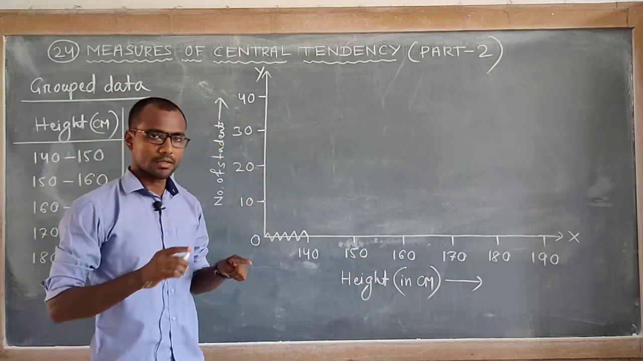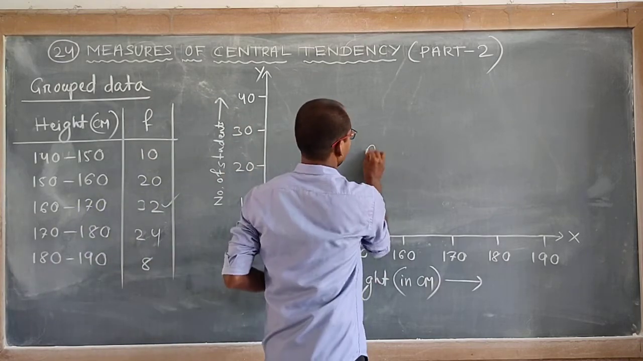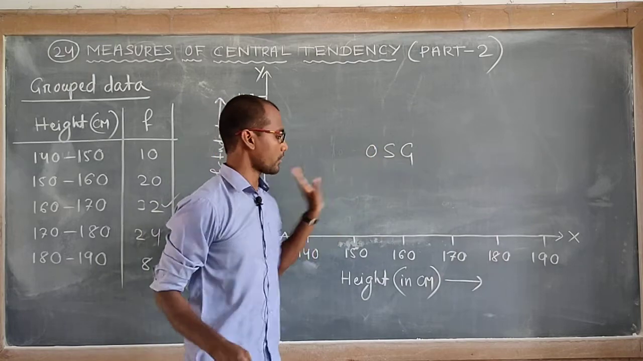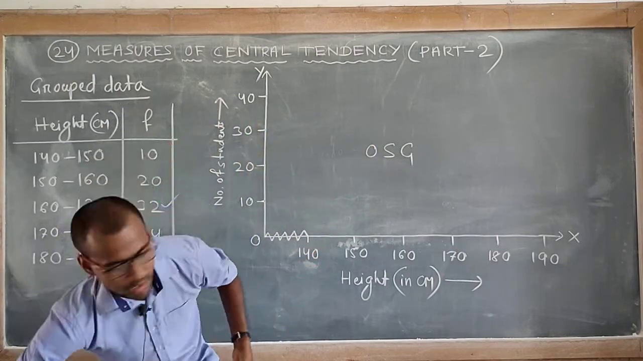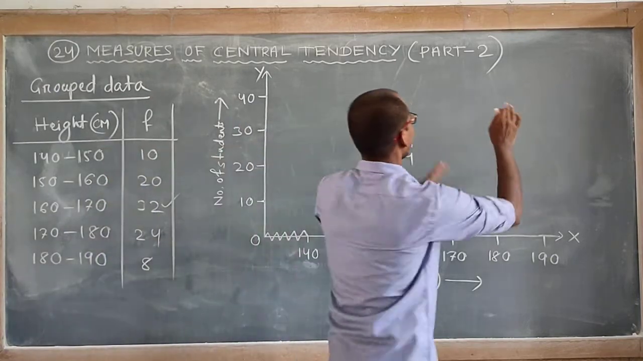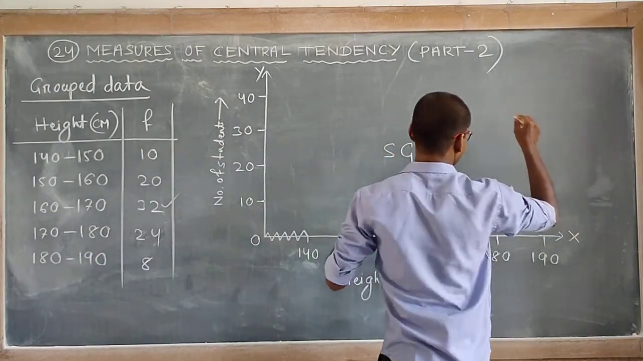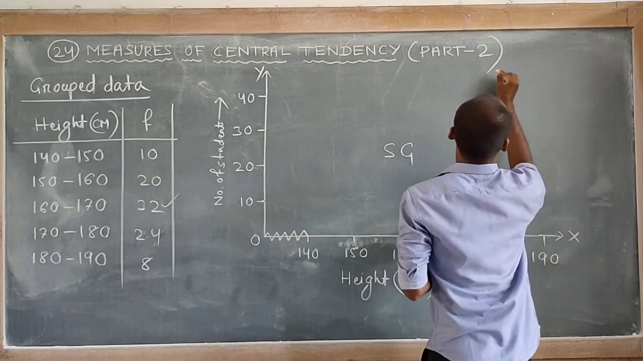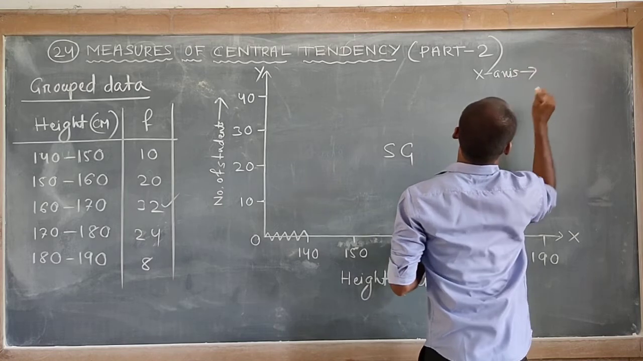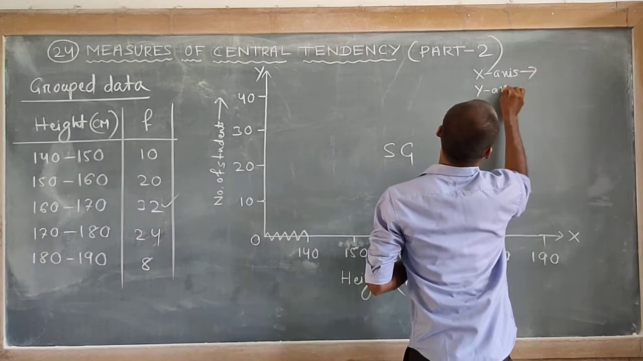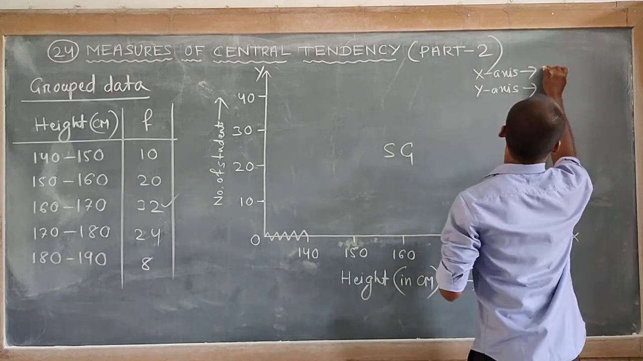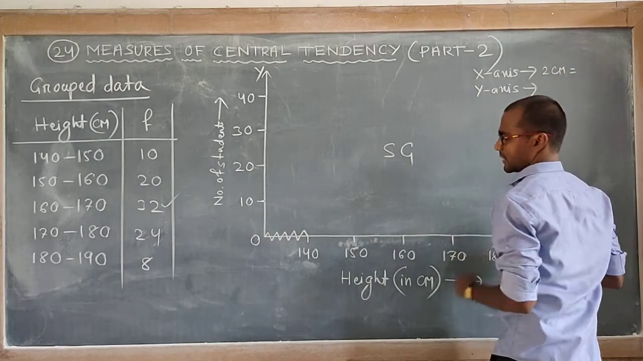So this is the outline. The formula is OSG: outline, scale, graph. Outline is over. Now we will move to scale. So write the scale on the top right hand corner. Let us write here x-axis, y-axis. You have taken 2 cm. 2 cm is equal to 10 units.